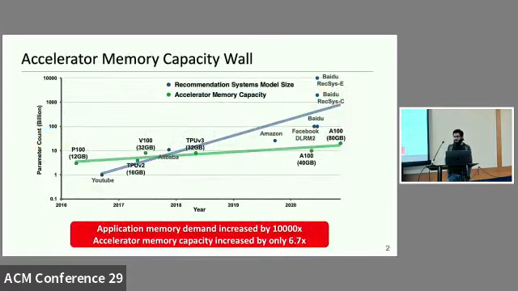However, accelerator memory capacity is not keeping up with the memory demands of these applications. For example, since 2016, in the span of 5 years, recommendation system memory demands increased by 10,000 times, while accelerator memory capacity increased by less than 7 times. We term this the accelerator memory capacity wall.